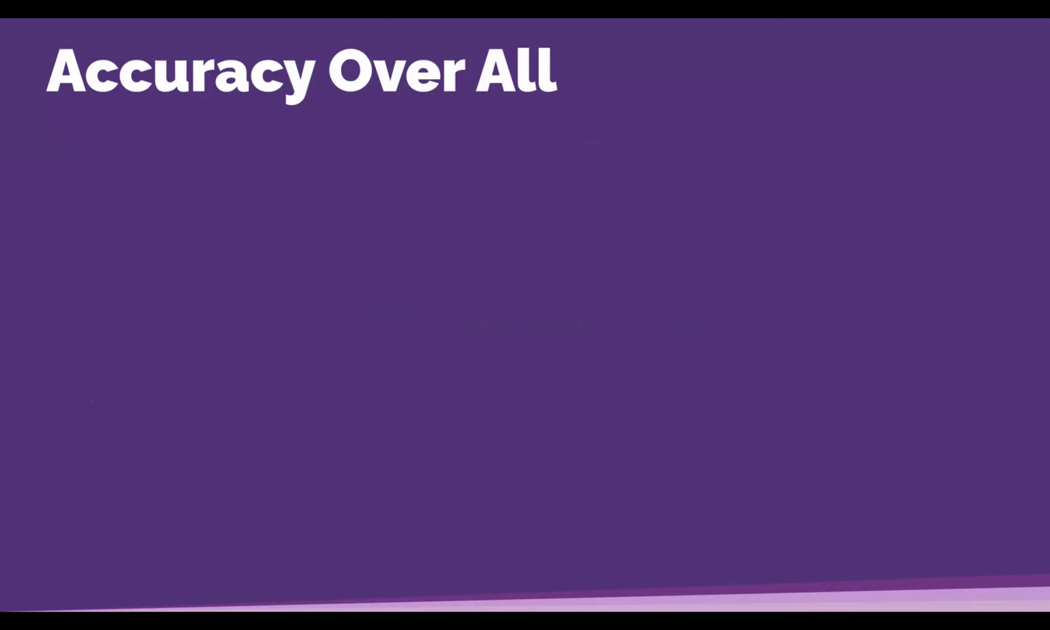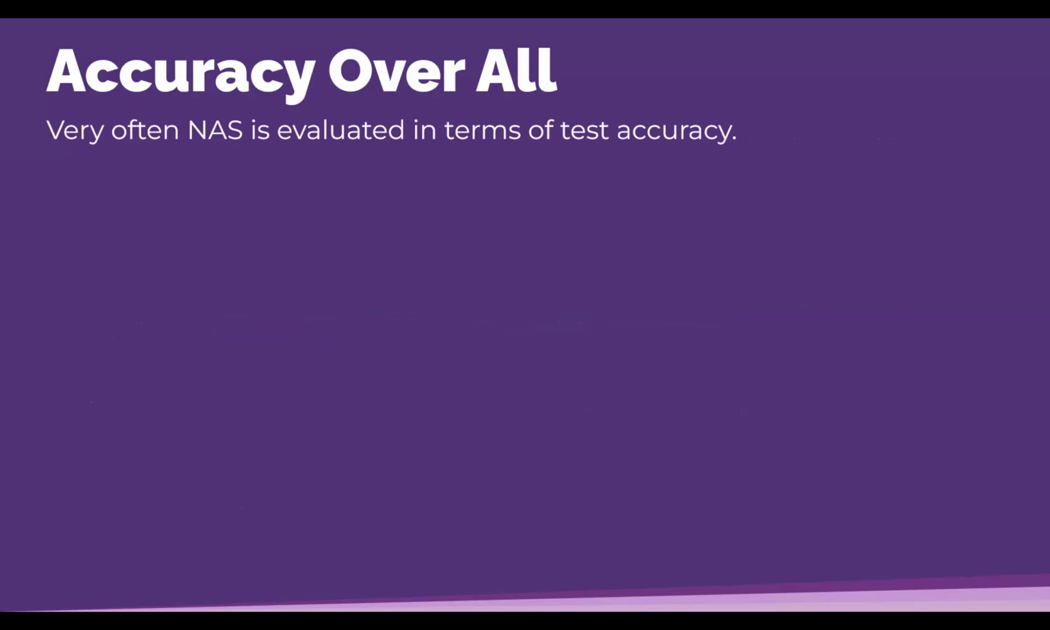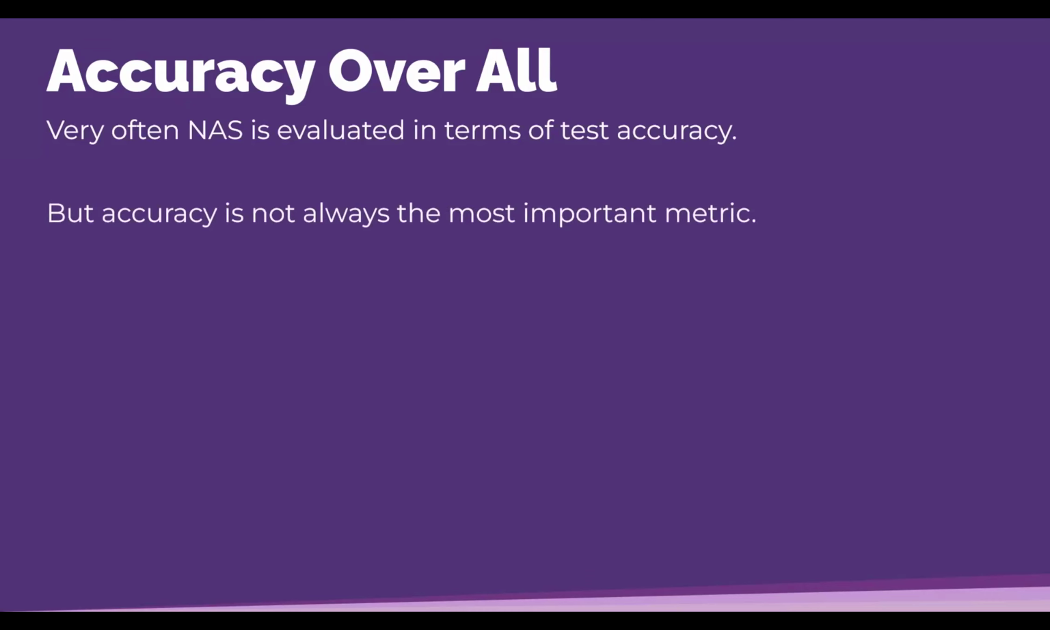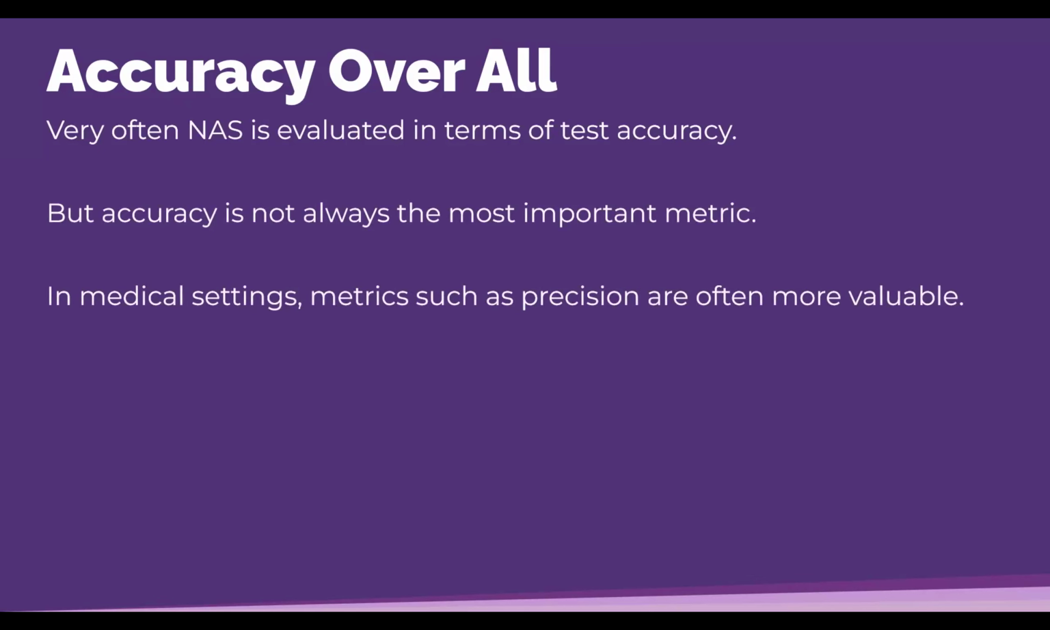The final problem or challenge I want to talk about for NAS is accuracy overall. So very often NAS is evaluated in terms of test accuracy. You run your NAS algorithm, you get your network, you test it on your data set, and then you say, okay, my NAS algorithm achieved an accuracy of X%. However, the problem is accuracy isn't the most important network metric all the time. In medical settings, precision is often more valuable. You don't want to have any false positives. If you are diagnosing a certain type of disease or condition, you don't want to tell someone they have it when they don't.